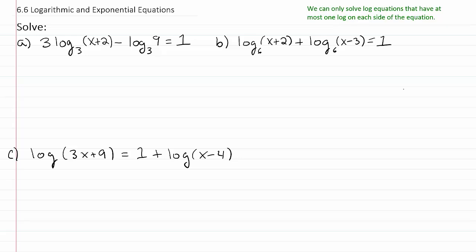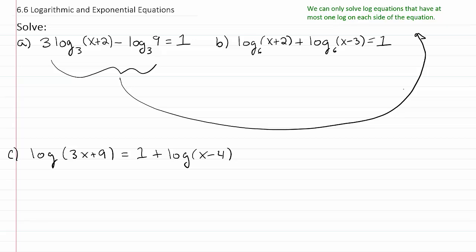Solve. All right, so for example A, we have two logarithms on the left-hand side of the equation. That's actually a problem because we have this little rule over here which says that we can only solve log equations that have at most one log on each side of the equation. In other words, it's not going to be possible to solve that equation unless we can either condense those two logs into one, which is usually possible, or if we can evaluate one of the logs to remove it so it's not in the problem.